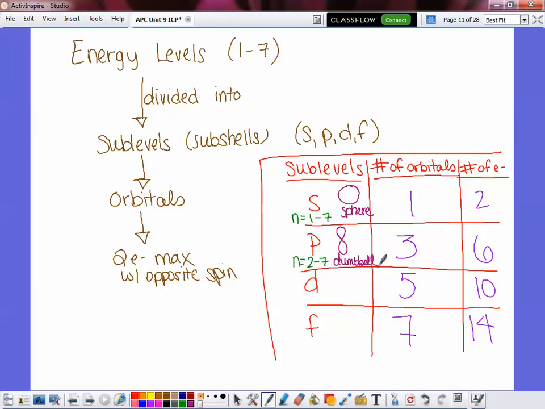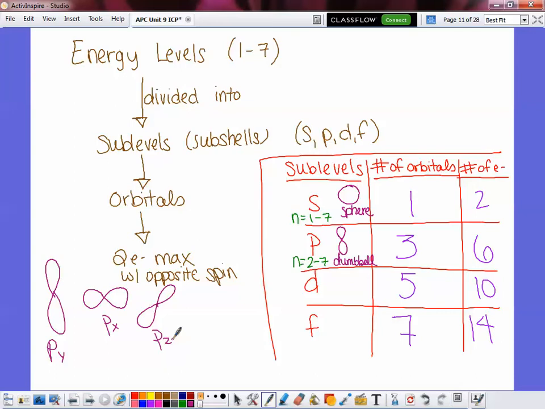But those dumbbell shapes are in 3 different orientations. One will be, so let me draw it over here. One will be going along the y-axis, another one will be going along the x-axis, and then another one will be kind of going along the z-axis. So it's just different orientations in space. So this would be P sub y, this would be P sub x, this would be P sub z. Okay, just be aware that they're just different orientations in space. Your guided notes in your textbook have much better pictures than what I just drew.